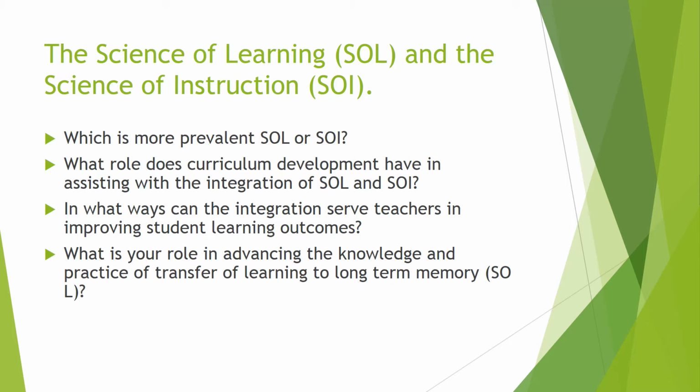Then we move to the science of learning. So the science of learning is how students learn most efficiently. So really, only by putting the two together and knowing those types of things can you effectively reach all learners. So how are you going to do that?